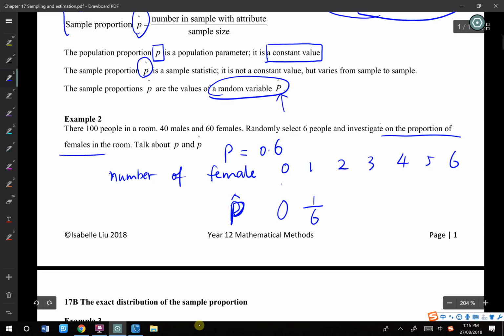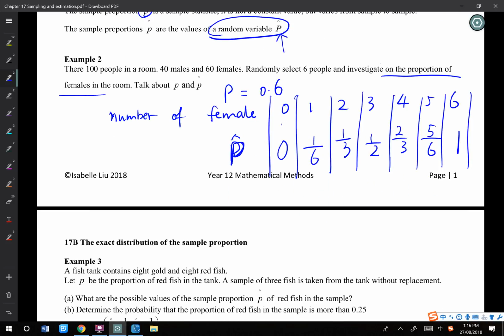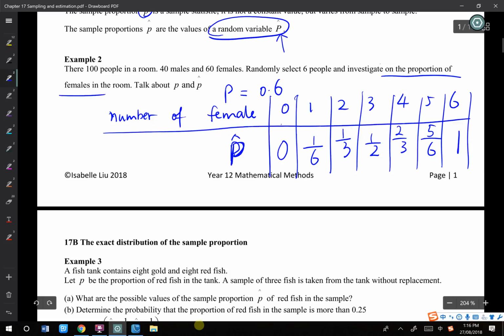How about if it's 2? 1/3. How about 3? Yeah, 4, 5, and 6 female. 1. Okay, so my p hat is varying from sample to sample. If I get a sample that has no females, I'll have 0. If I have a sample with 1 female and 5 males, I'll have 1/6.